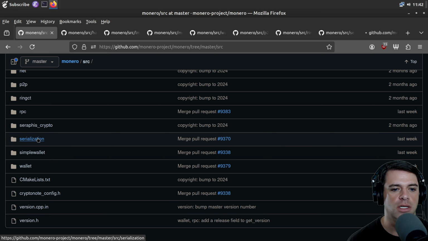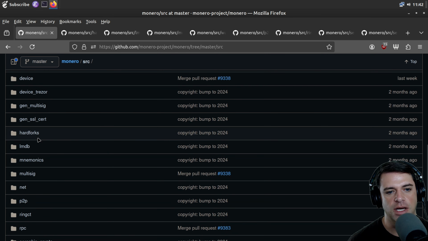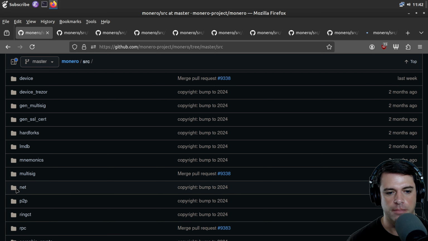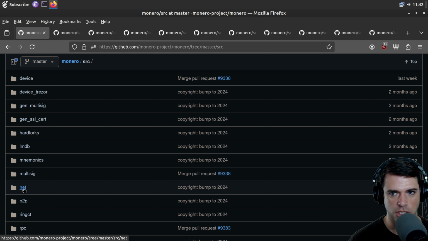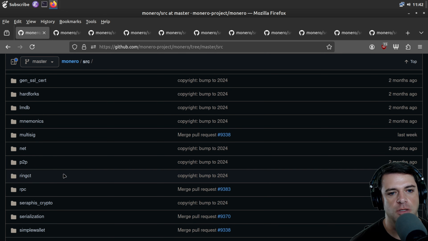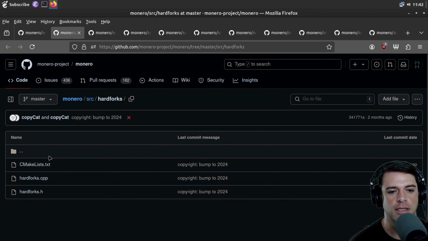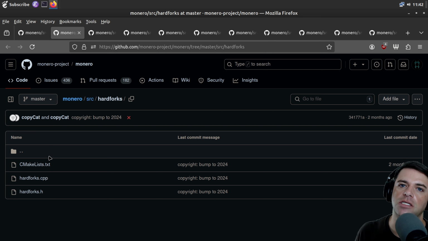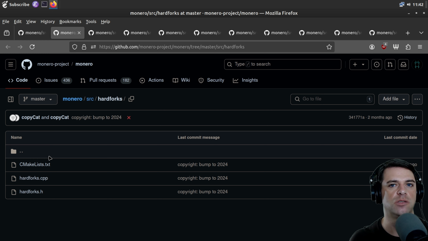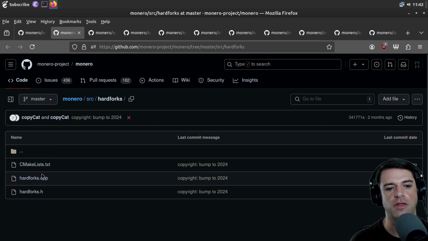Serialization. We saw some serialization stuff in the Go Ethereum. Multisig should be multi-signatures. So maybe 2 out of 5 people have to sign something, along those lines. I'm not sure where the real... what I would like to do is see the things that make Monero different from Ethereum and Bitcoin, since those are the 2 cryptocurrencies we've already looked at. But I don't know yet where that is.